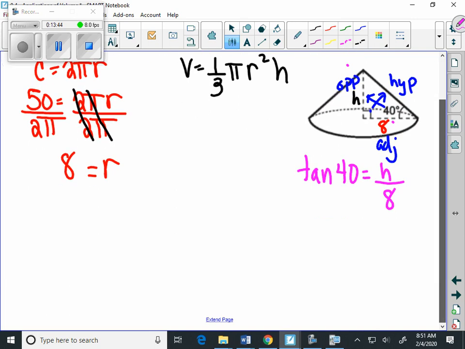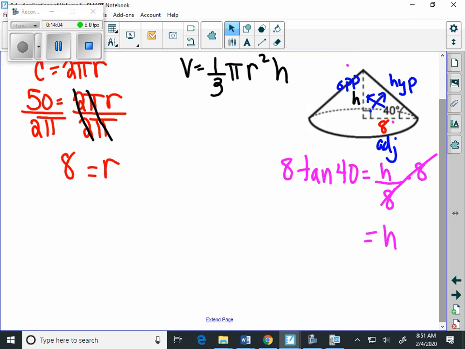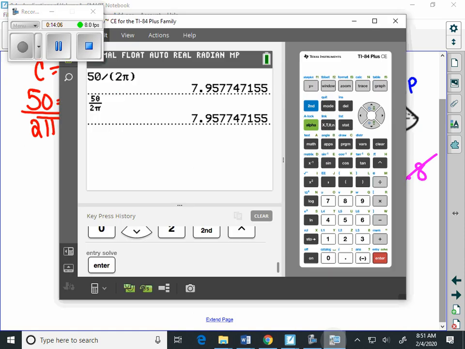And to figure out what that value for our height of our cone is, we're going to multiply this side by 8 and this side by 8. And that's what we're going to type in. But be really careful. If you're using Desmos, you have to convert it back to degrees. And in fact, on my calculator, I have to convert mine back to degrees as well.